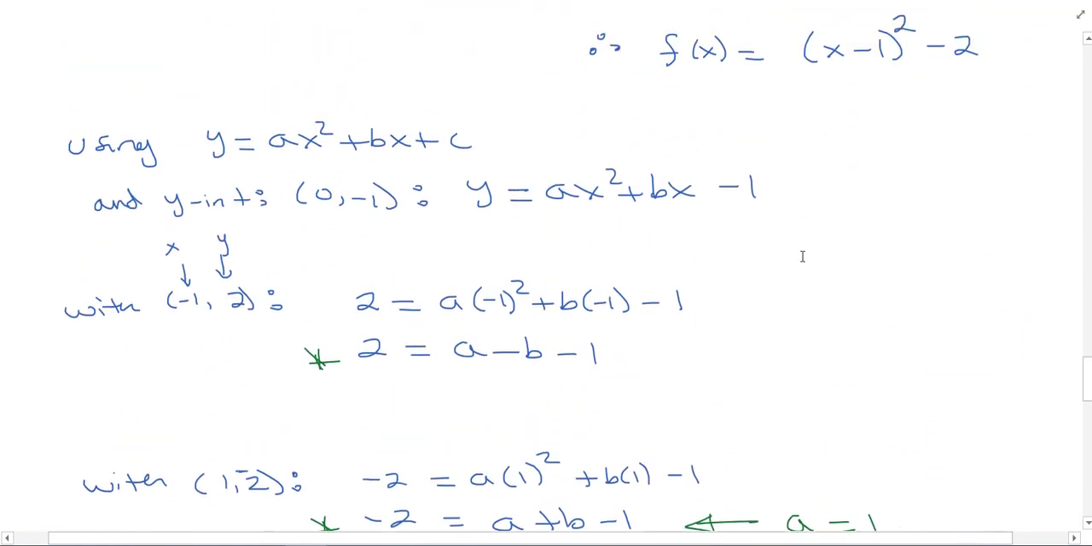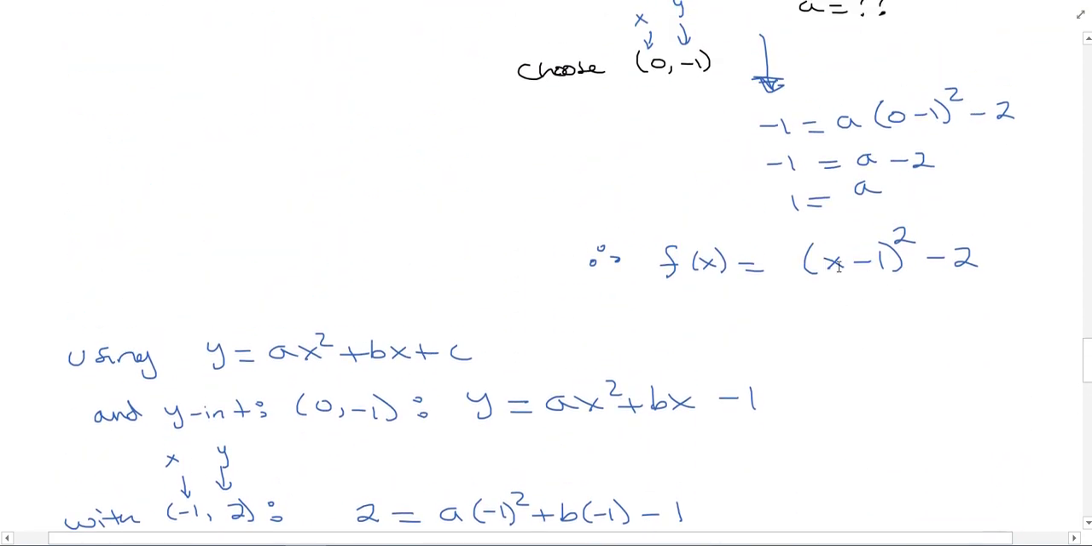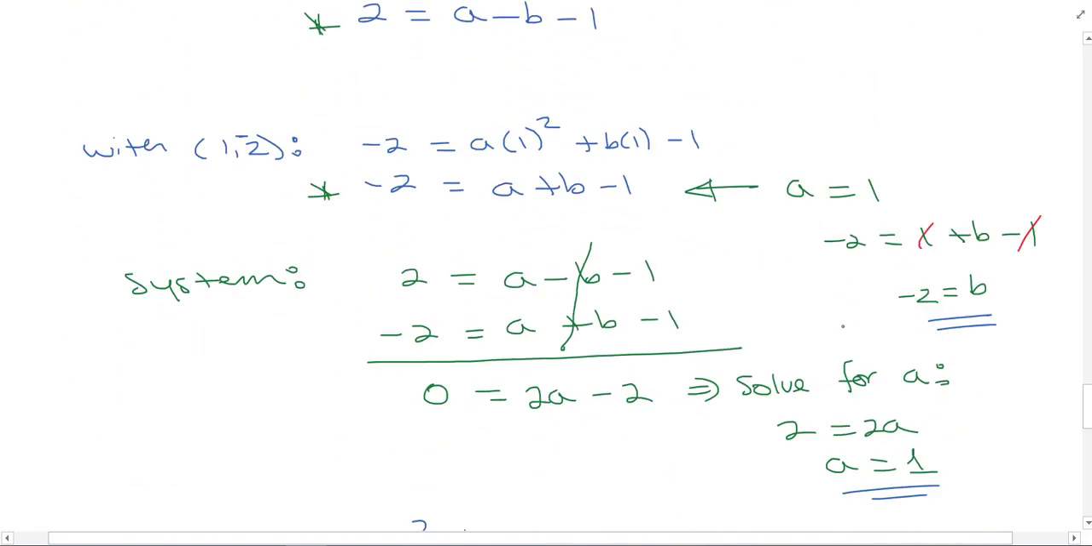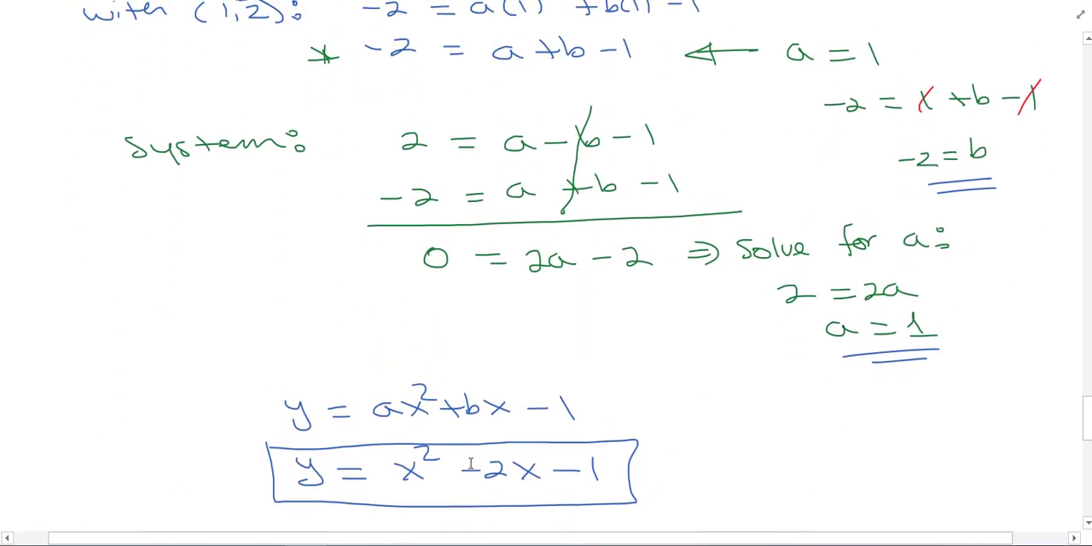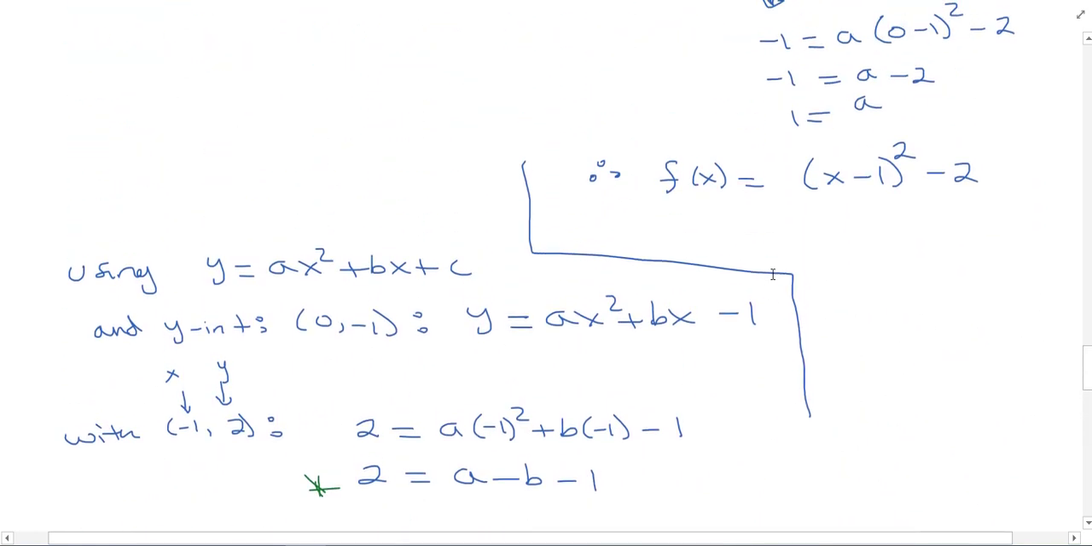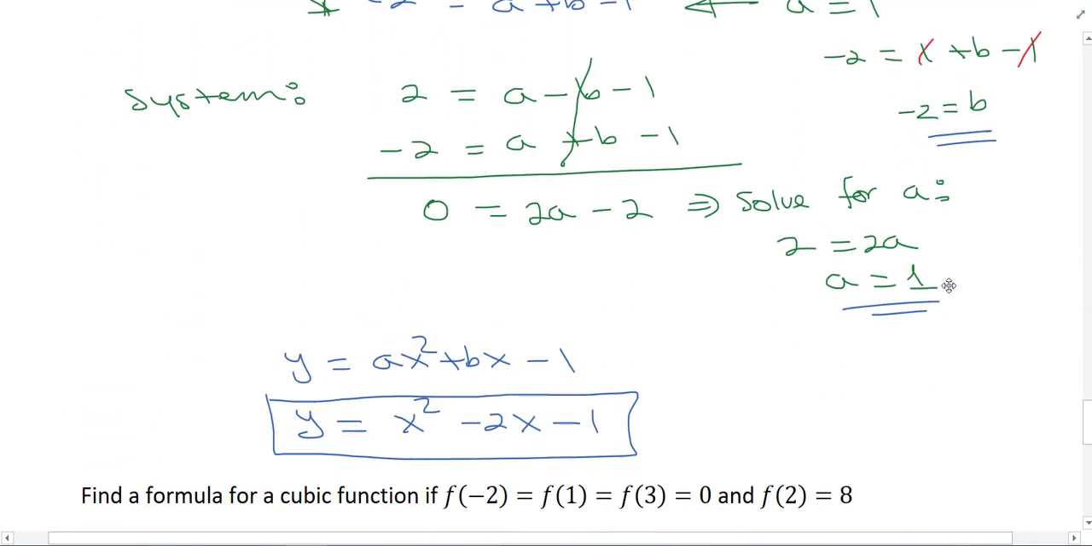Is it the same as what we got up here? Well, this one is in vertex form. So what you can do is try to see, are they the same? X squared minus 2x minus 1 is in standard form, and this is in vertex form. So if you square this out, so I get x squared minus 2x plus 1 minus 2, you FOIL that out, and notice that now that becomes x squared minus 2x, positive 1 minus 2 is minus 1. Are they the same? Yep.